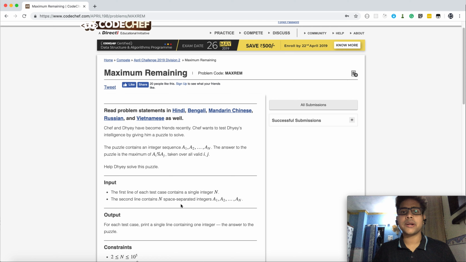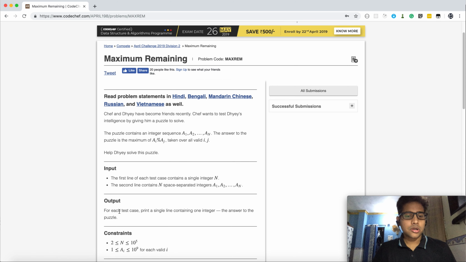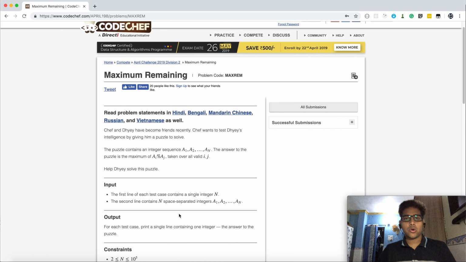The input section goes like this. The first line of each test case contains a single integer n. The second line contains n space separated integers a1, a2 up to an, and the output is, for each test case, print a single line containing one integer, the answer to the puzzle. Let's also see the constraints given. The number of integers is between 2 and 10 raised to 5, and each number can be between 1 and 10 raised to 9.